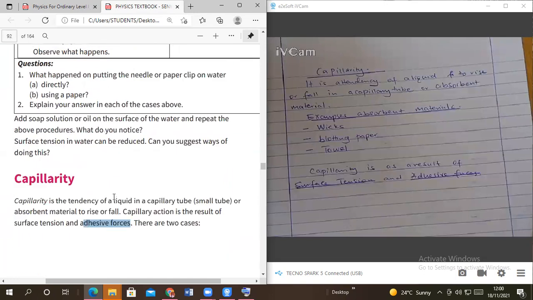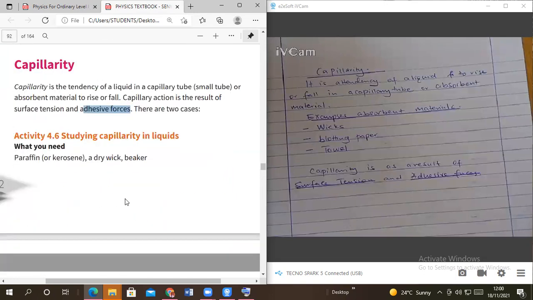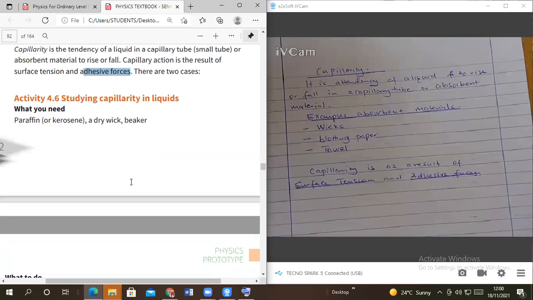So let us look at how you can study capillarity in liquids. You need these things: paraffin or kerosene, a dry wick and a beaker.